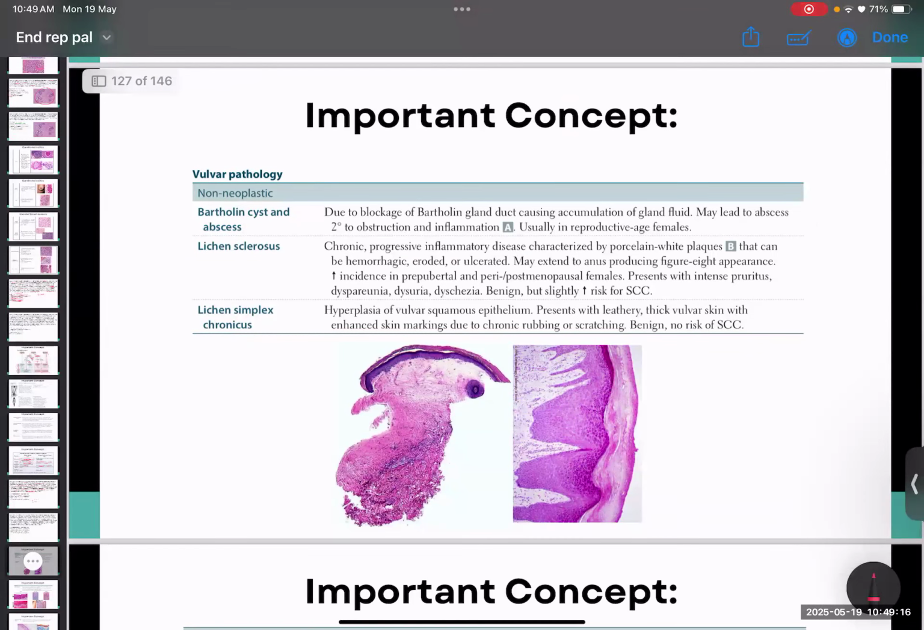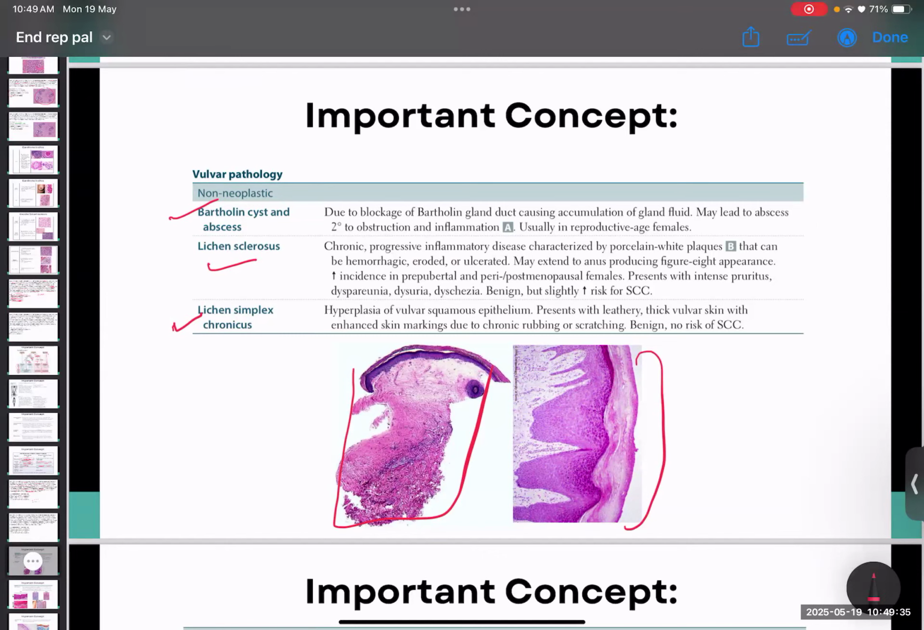And when we're talking about vulvar pathology, we have the Bartholin's cyst and abscess. We have the lichen sclerosus, and then we have the lichen simplex chronicus. So this is lichen sclerosus, and this is the simplex chronicus one.